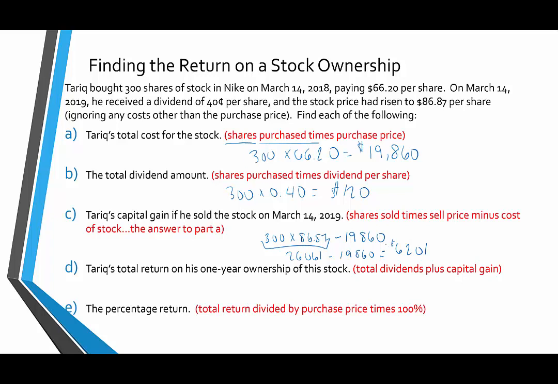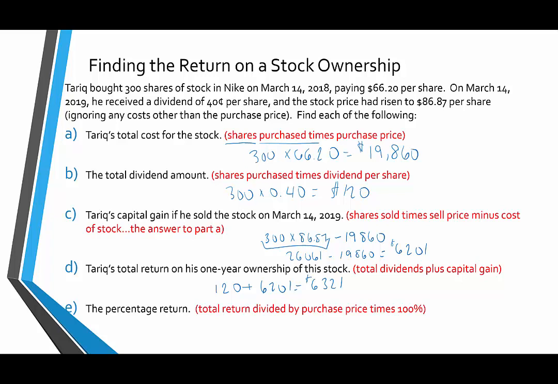Next, we want to find Tarek's total return on his 1-year ownership of the stock. So this is the total dividends, part B, plus the capital gain, part C. So 120 plus 6,201, and he made a grand total of $6,321. Go Tarek, that is awesome.